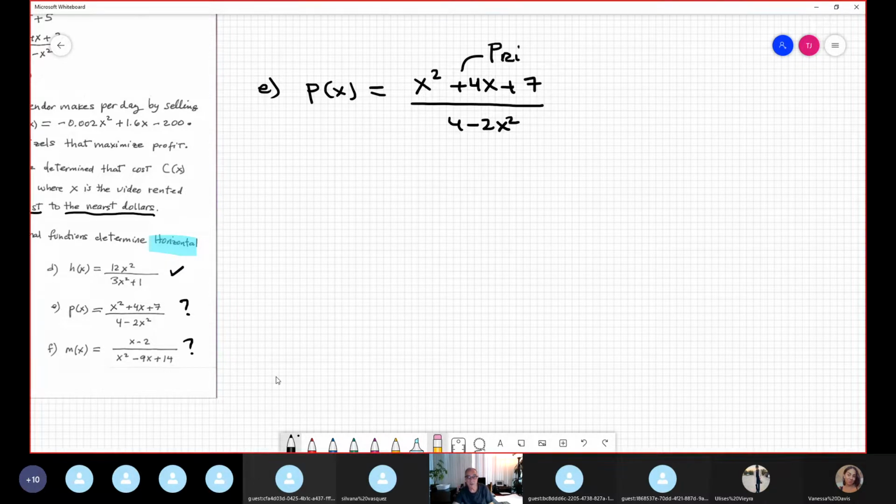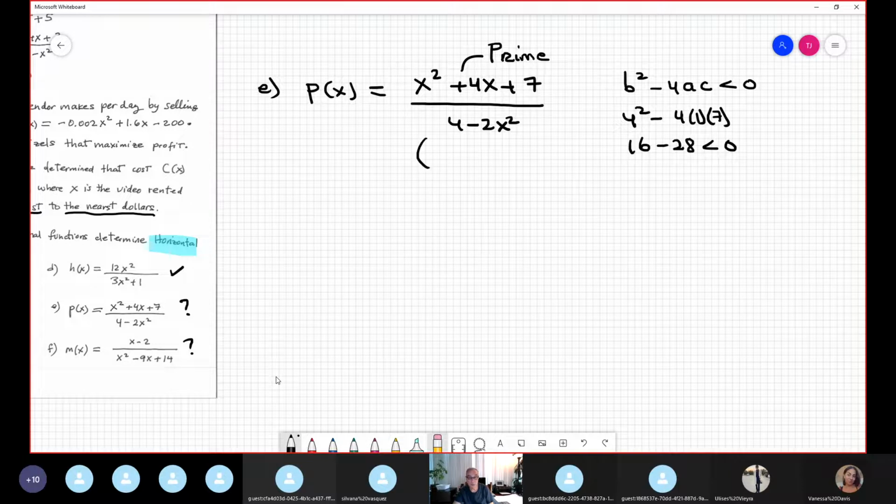Another way to see that without a calculator is to compute b squared minus 4ac, the discriminant, the expression inside the radical. If this is negative, this is prime. For sure, b is 4, so 4 squared minus 4 multiplied by 1 multiplied by 7. This is 16 and this is 28. This is negative, and therefore this is prime. And the bottom is a factorable expression.